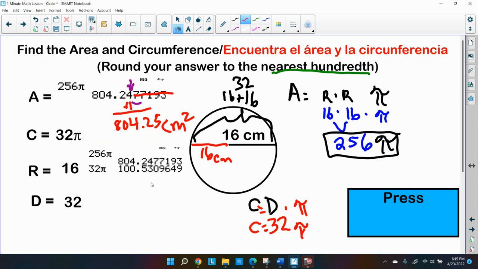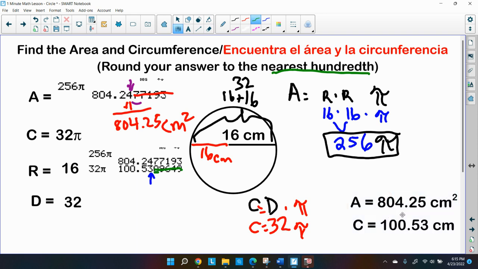So I'm going to round him off to the nearest hundredth, and here's the hundredth place right there. We go next door to the next number, which is 0. If it's 5 or above, we shove him up by 1, but he's 4 below, we let all that stuff go. So our answer is going to be 100.53 only centimeters, because it's not square centimeters. It's only a distance.